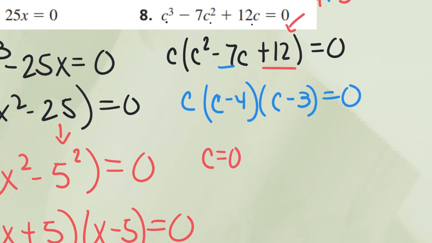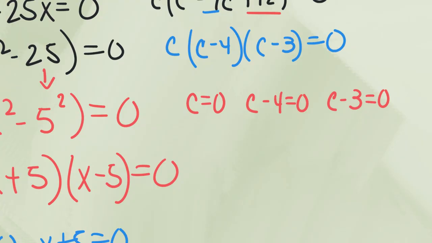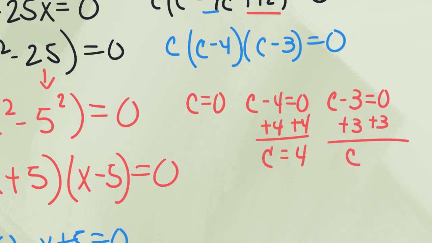C equals 0. C minus 4 equals 0. C minus 3 equals 0. I'm going to add 4 to both sides, C equals 4, and I'm going to add 3 to both sides, C equals 3. So my answers are C equals 0, C equals 4, and C equals 3.